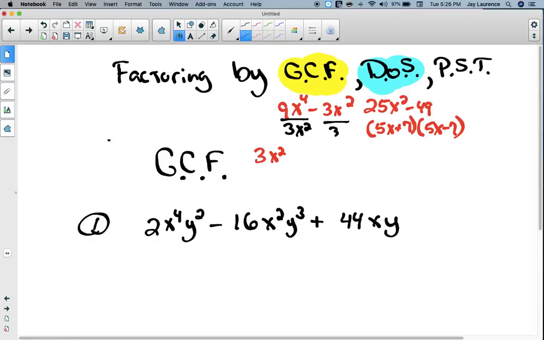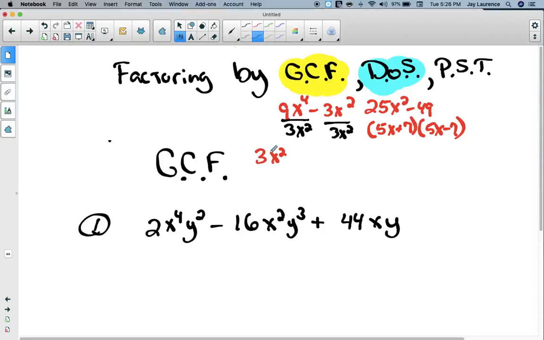Now, don't lie to me here. I had some people trying to tell me that 3x squared divided by 3x squared is 0. It is not. Bite your tongue. Not true at all. So let's see. 9 divided by 3 is 3. x to the 4th divided by x squared is x squared. And then of course 3x squared divided by 3x squared is minus 1.